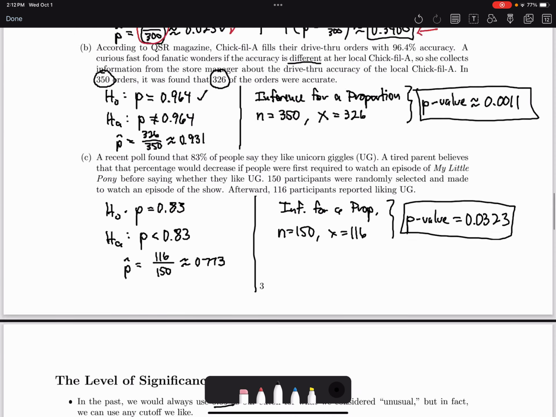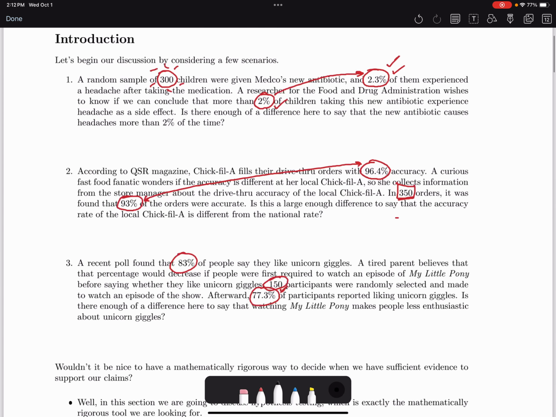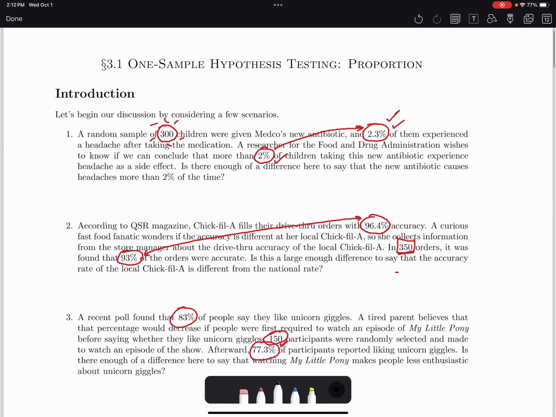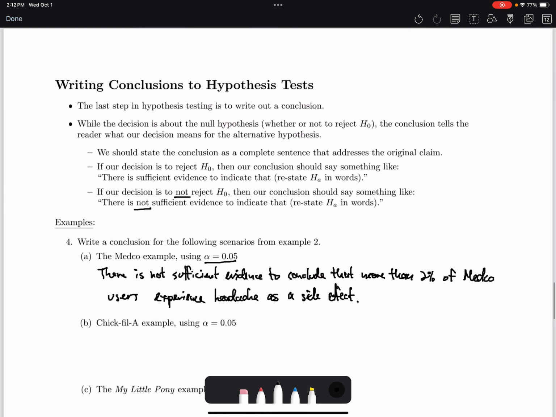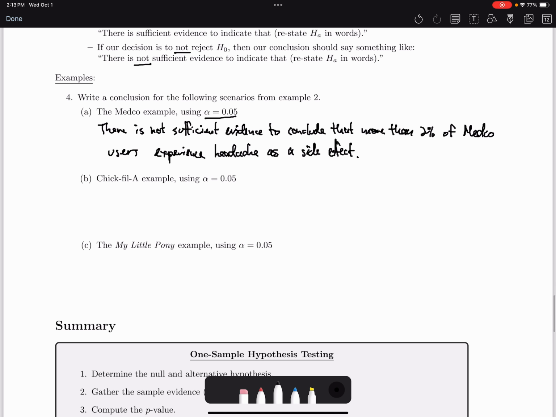When we first started looking at that example, we said, well, 2.3% of them experience headache. That's more than 2%, right? But apparently it's not a significant difference, right? It's not a significant enough difference for us to conclude that more than 2% of Medco users experience headache as a side effect.